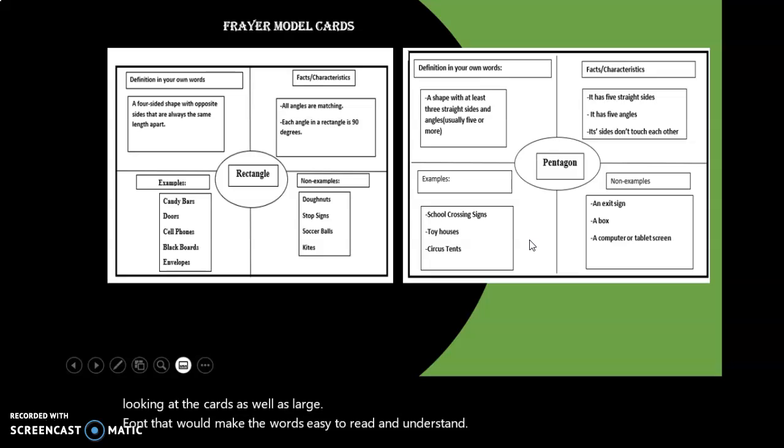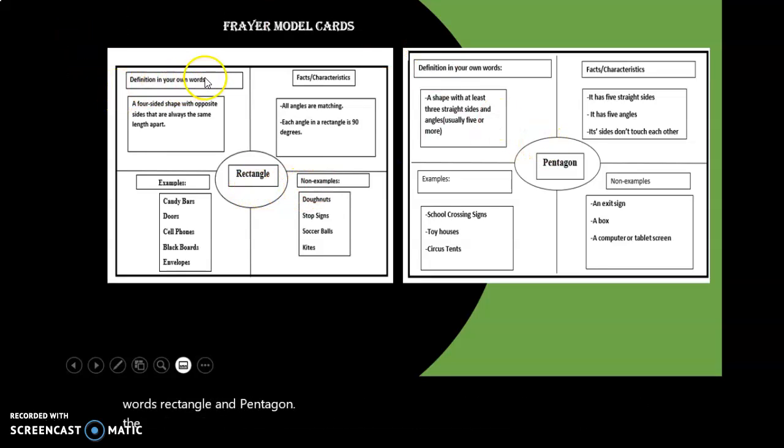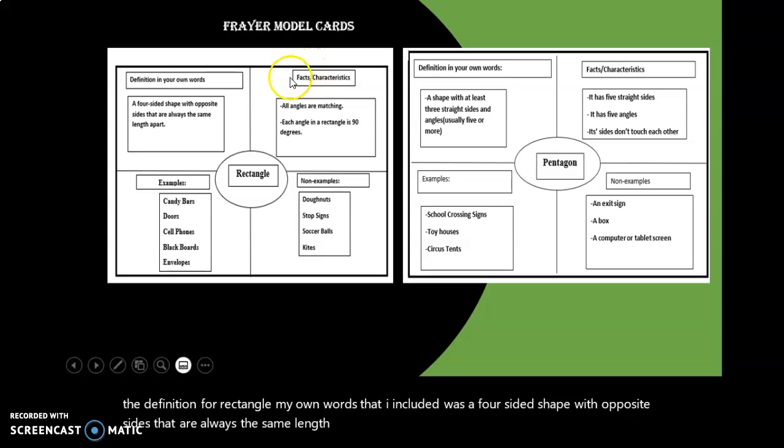So moving on to the Frayer model cards and the words I chose for these, I chose to use the words rectangle and pentagon. The definition for rectangle in my own words that I included was a four-sided shape with opposite sides that are always the same length apart. Facts and characteristics about rectangles include that all angles are matching, and each angle in a rectangle is 90 degrees.